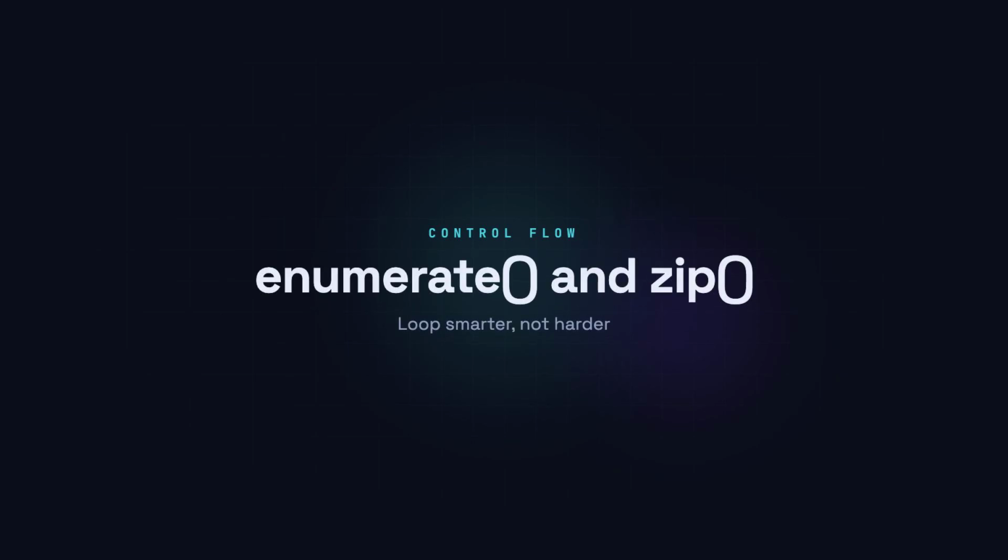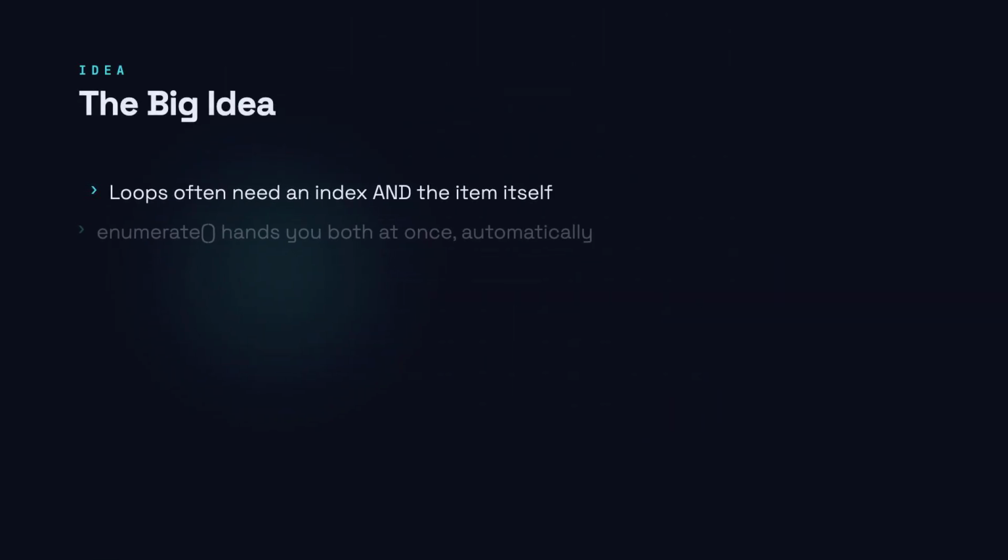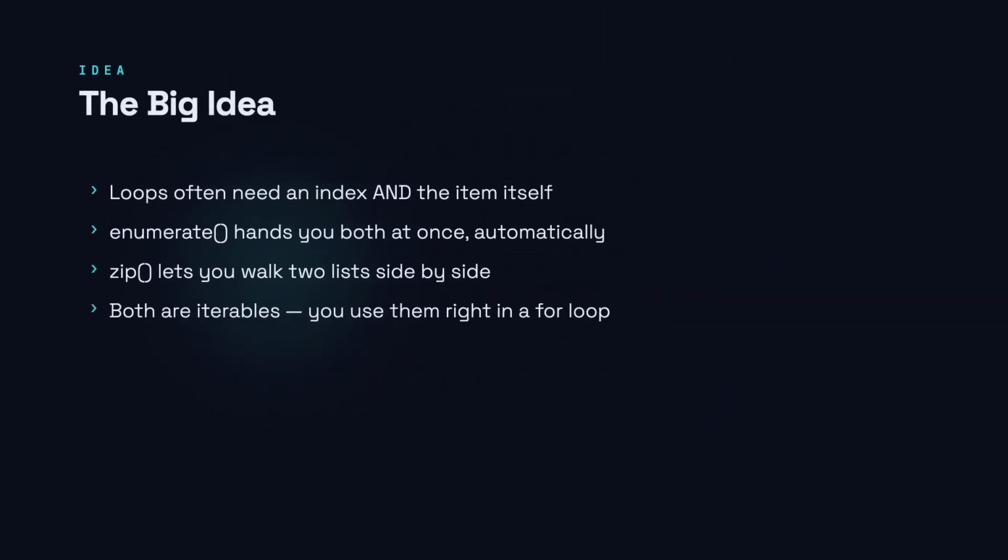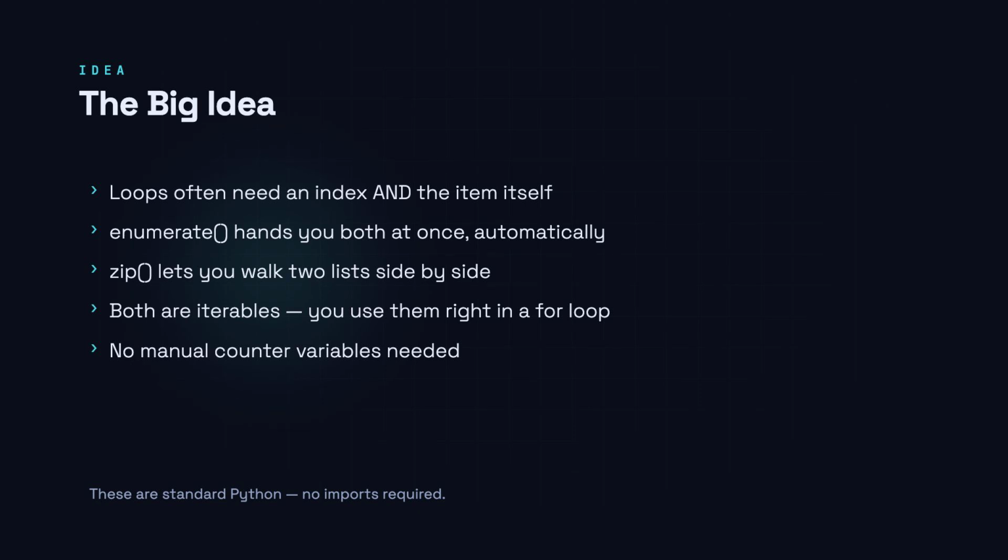In this video, we look at two built-in Python tools, enumerate and zip, that make your loops cleaner and easier to read. Before we see any code, here is the idea. Sometimes you need to know where you are in a list, as well as what the item is. Enumerate and zip solve that cleanly, without any extra bookkeeping.